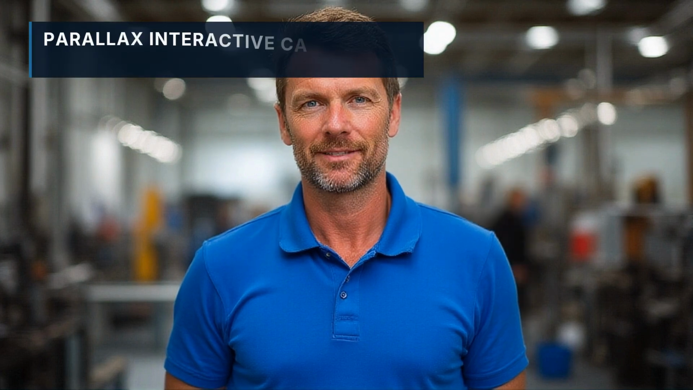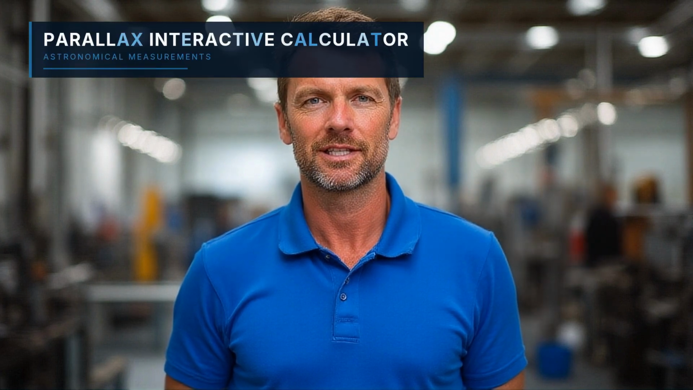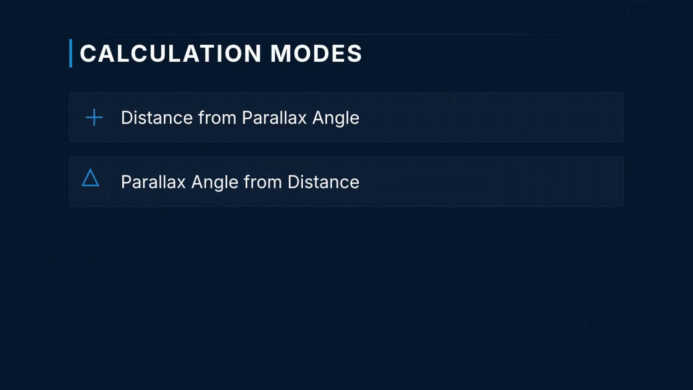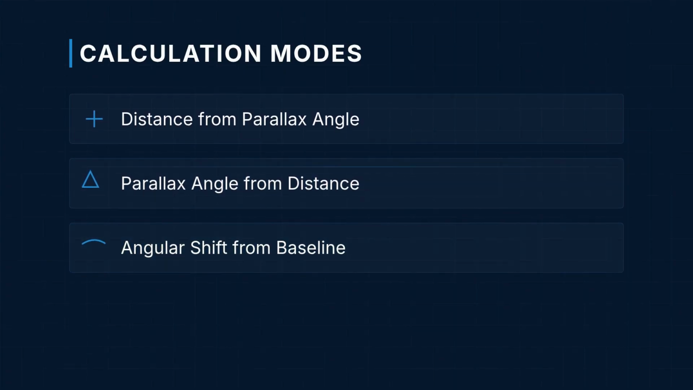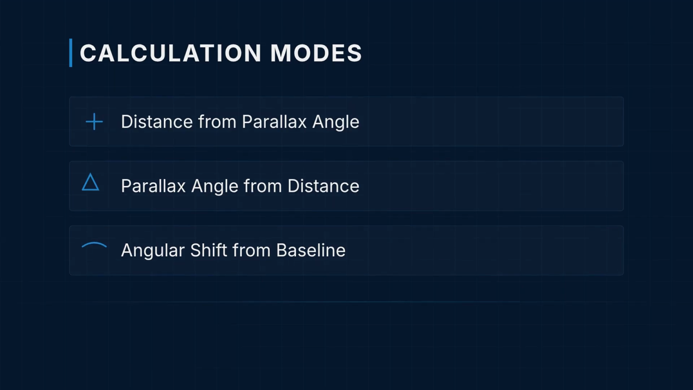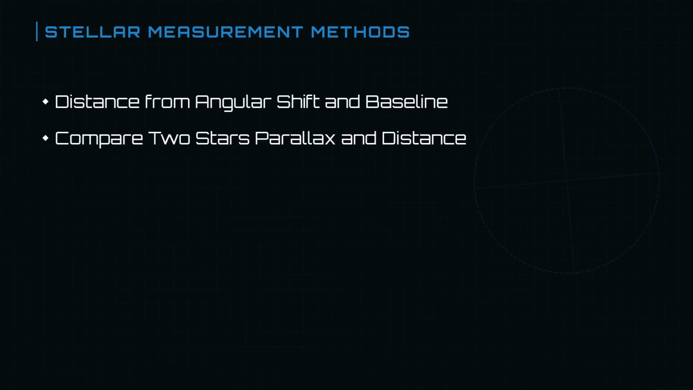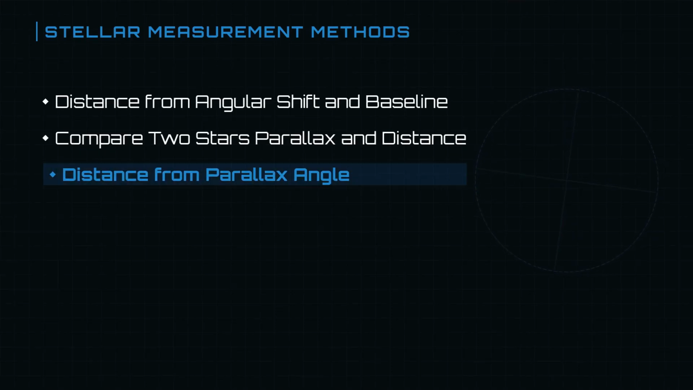The Parallax Interactive Calculator solves stellar distance and parallax angle calculations for astronomical measurements. Let's explore the input fields. First, select your calculation mode from 5 options: distance from parallax angle, from distance, angular shift from baseline and distance, distance from angular shift and baseline, or compare two stars' parallax and distance. For this demo, I'm using distance from parallax angle.